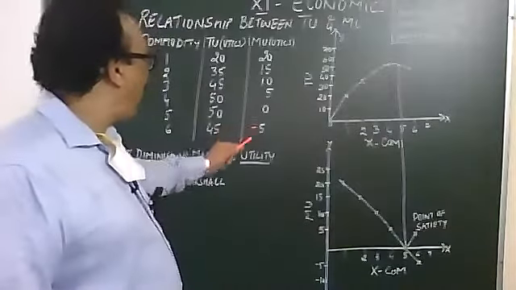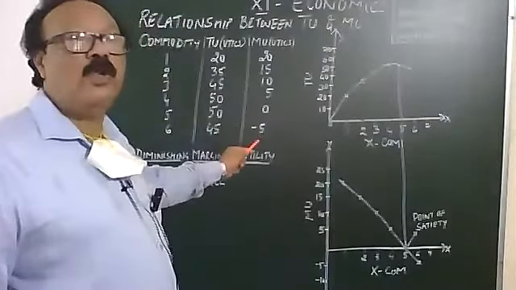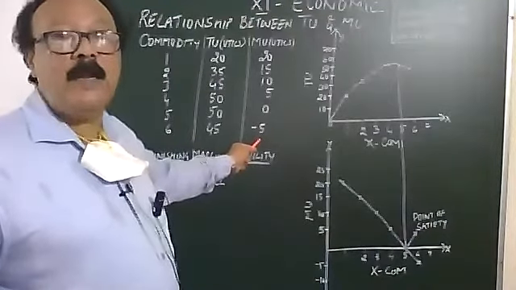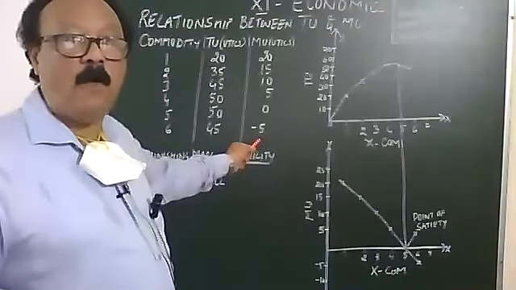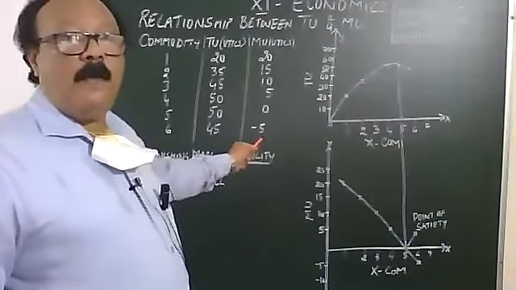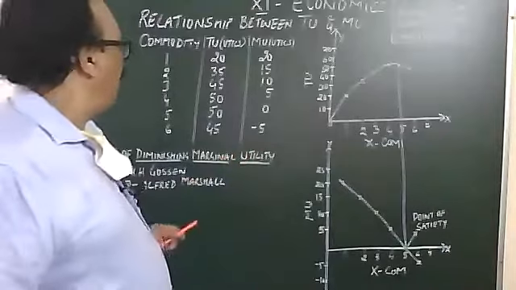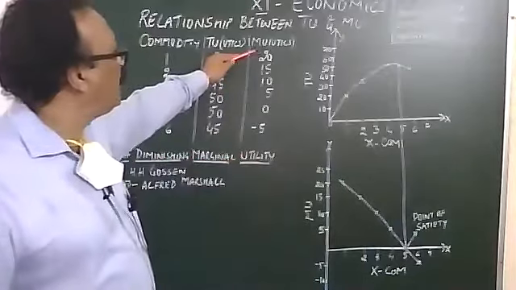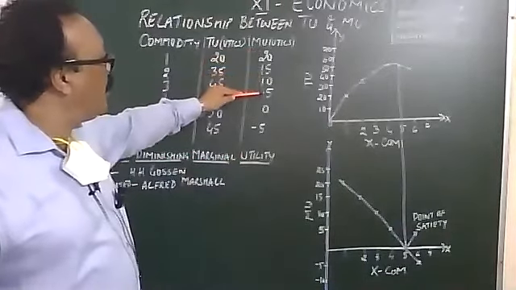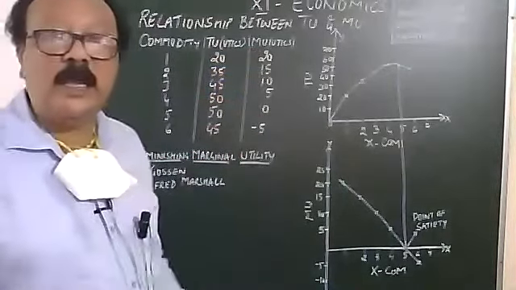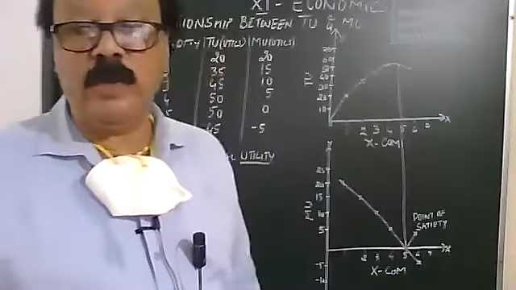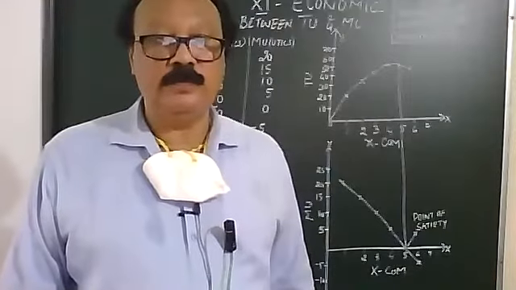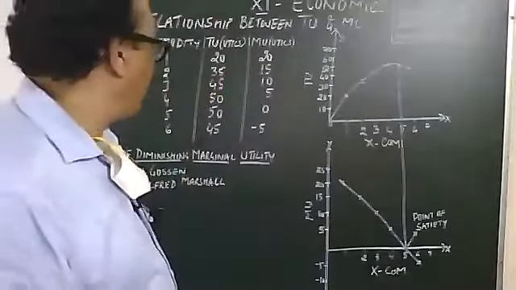Then in that case, what happens? Instead of getting satisfaction, you will get negative satisfaction. So this is the law, and this was the law which I gave you yesterday, the law of diminishing marginal utility. The marginal utility keeps on decreasing as we keep on increasing the quantity of the commodity being consumed. Okay, anyway, we will come to that just now.